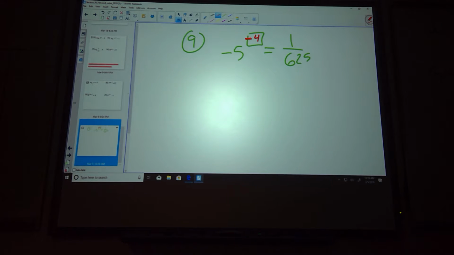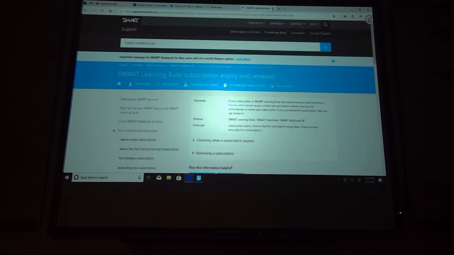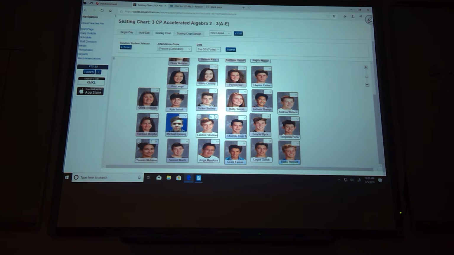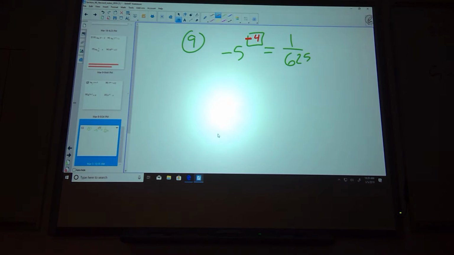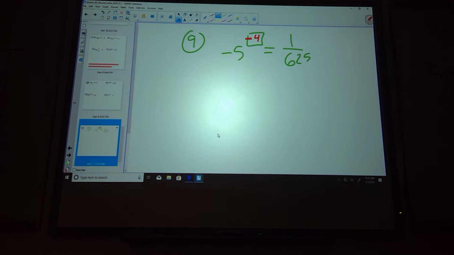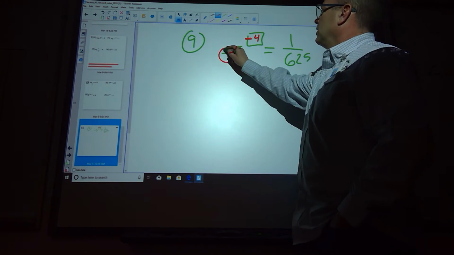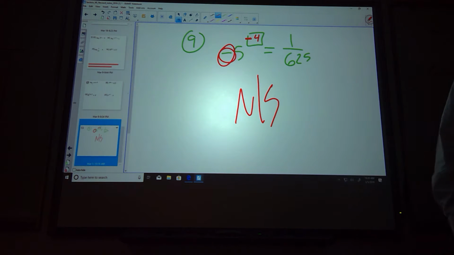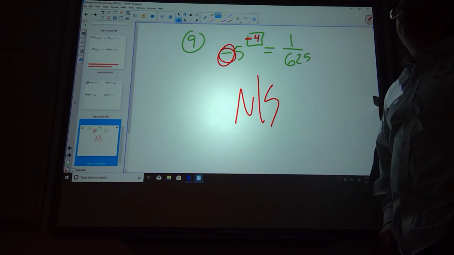How do I get a negative out of it? Can I make a negative answer? No. So there's no solution. That is a no solution all day long. Because this is interfering with us, this one's got to say no solution. What else on 9F?